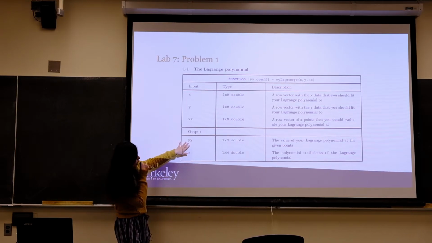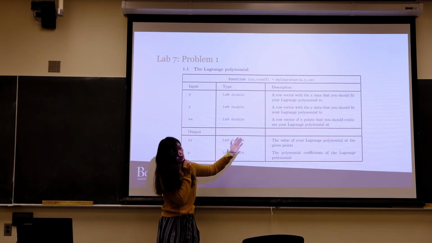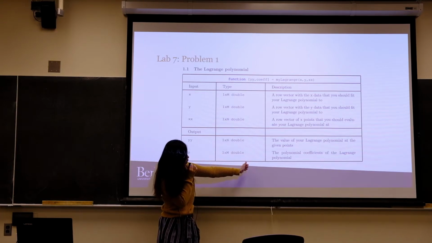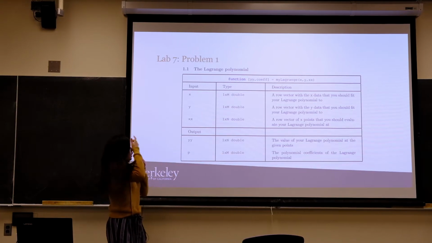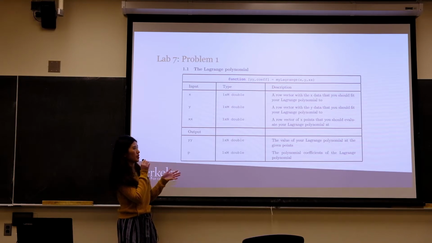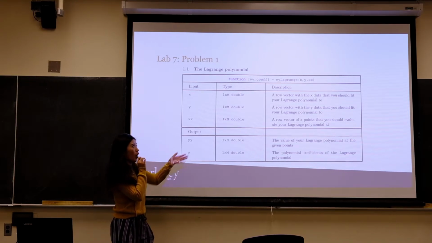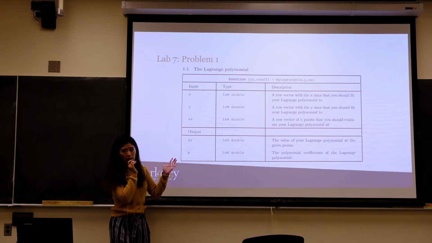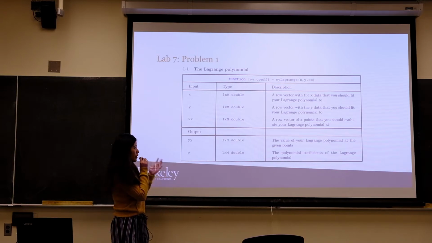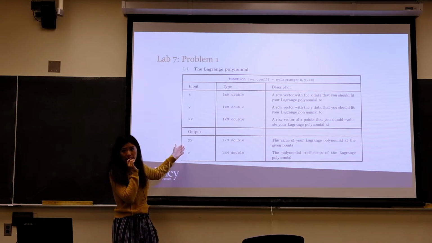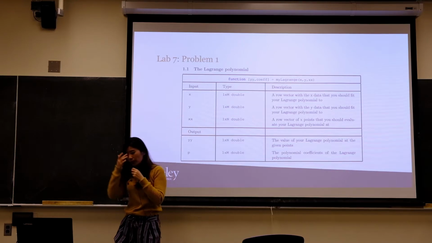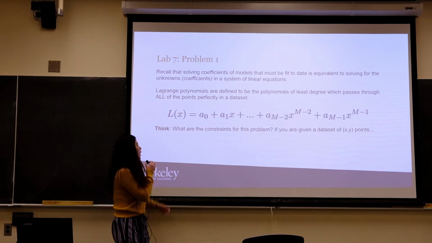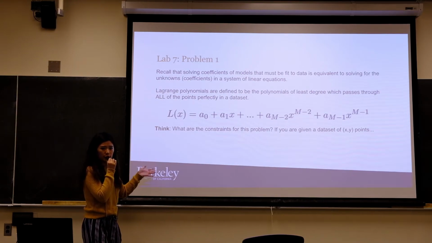So y is the value of your Lagrange polynomial at the given points, and p is the polynomial coefficients of the Lagrange polynomial. Okay, so this is a very common and useful problem, which means you know some coordinates already, you know the x, y already, and you want to predict the y based on the given points. Then how to do this problem? Recall our previous lecture.